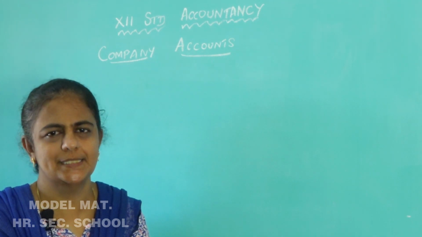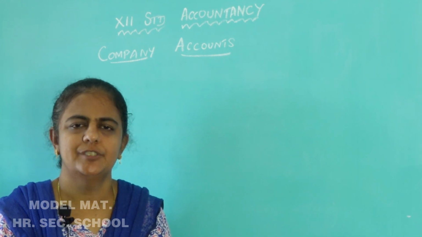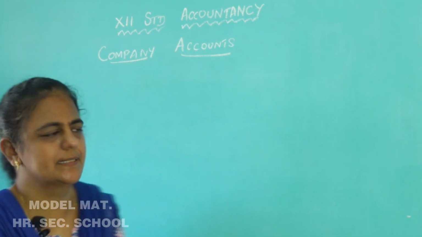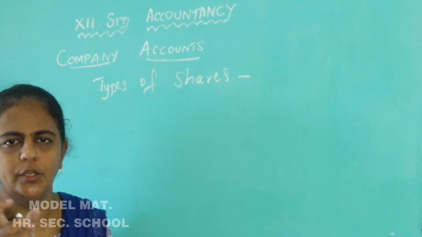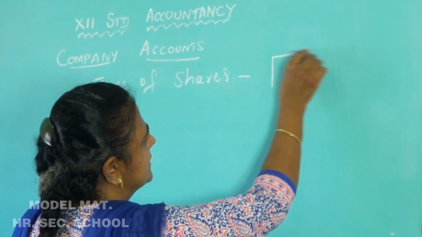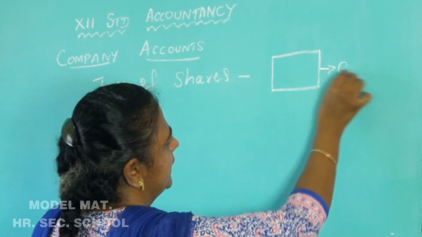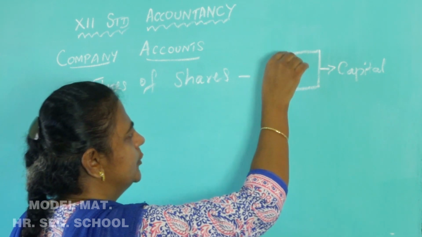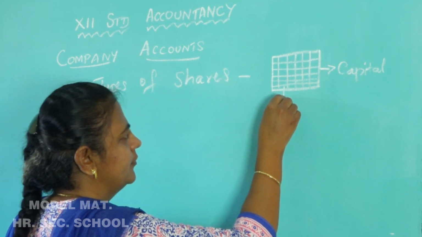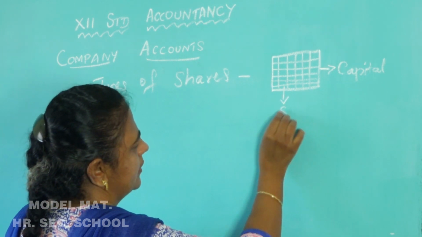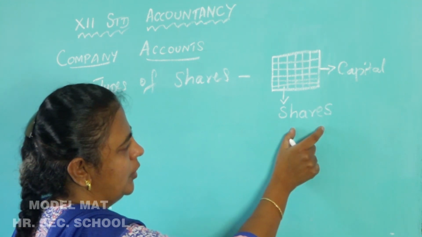Dear students, today's session we will be seeing about the different types of shares and the division of the share capital. Types of shares. What is a share? The total capital of the company is divided into small units. Imagine that this is the capital of a company. The capital of a company is divided into small units. Each fractional part of the capital is called as what? Shares. A small part, a fractional unit of the total capital, is called as shares.